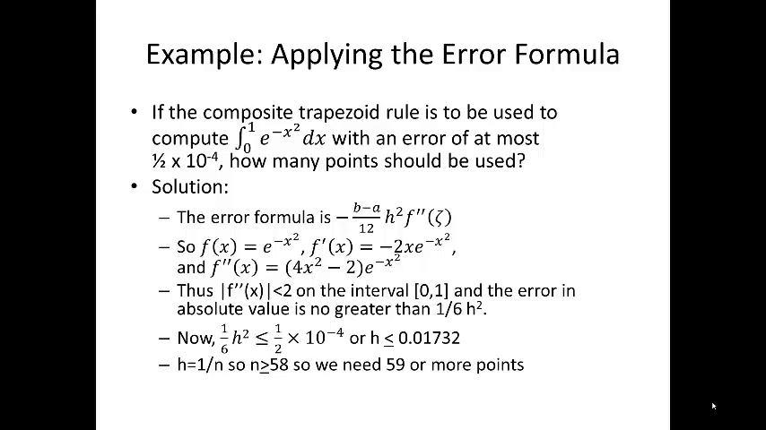Now, we want 1/6 h squared to be less than 1/2 times 10 to the minus 4, which is the greatest error we want to tolerate. Solving for h, h should be less than 0.01732. Now, h is equal to 1 over n, so when we solve that for n, we get n has to be greater than or equal to 58, so we need 59 or more points.